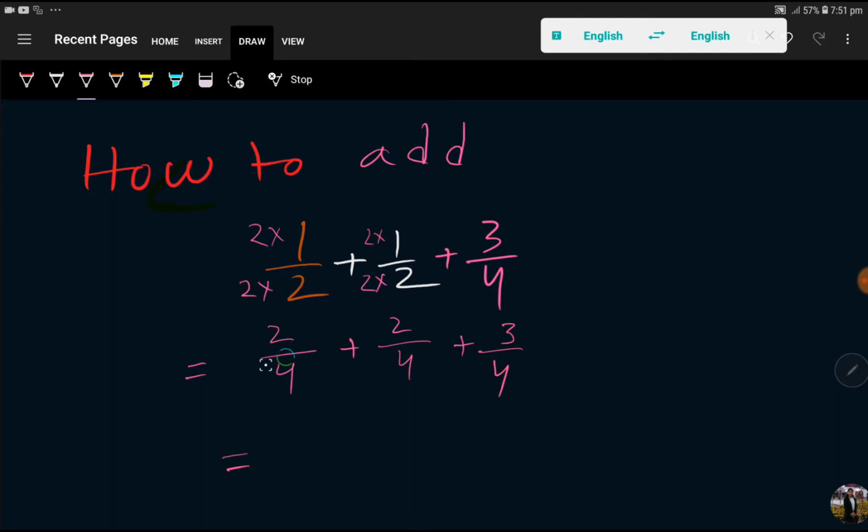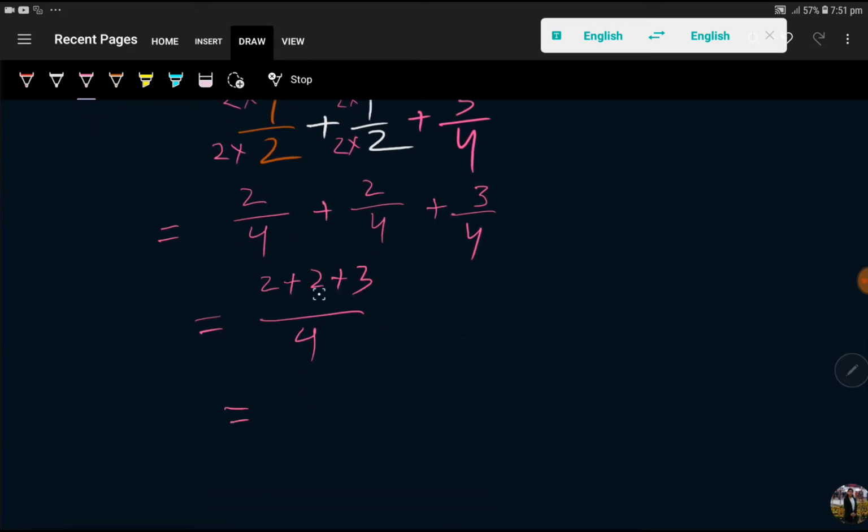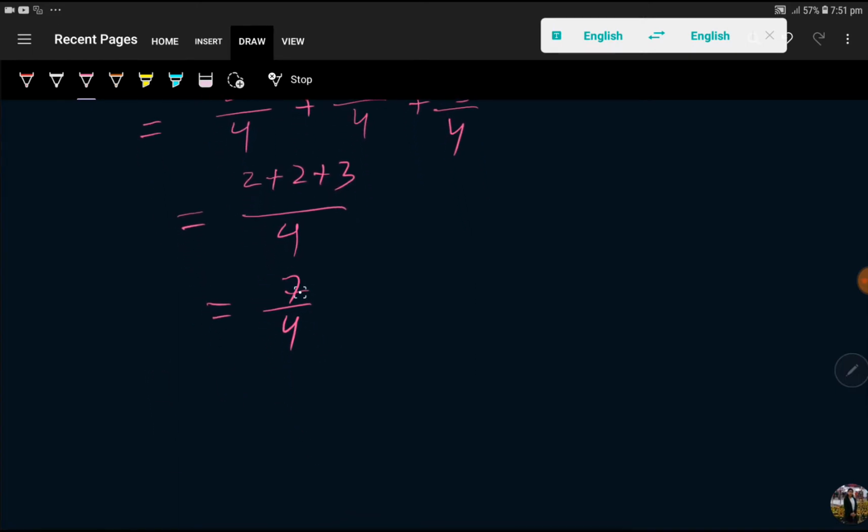So the addition of these three fractions will be another fraction, and the bottom of the new fraction will be 4, right? Now we need to add the top, the numerators, 2 plus 2 plus 3. So we are getting 7 over 4, but this is an improper fraction. Improper fraction means the numerator is greater than the denominator. So we need to convert this improper fraction to a mixed number.